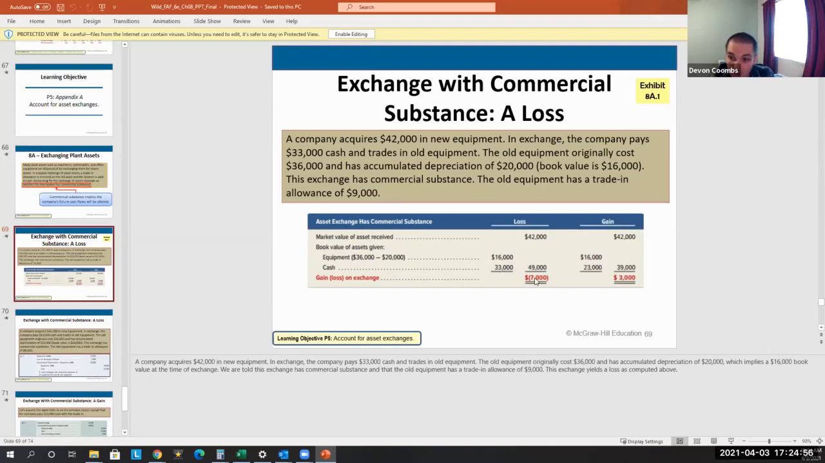I'm going to have a loss of $7,000 because the market value is less than the value of the assets I gave him. So that'll be my loss. I gave him more than it was worth at the time of purchase. In exchange, he's going to have a gain, but they're not going to be equal to each other. My car is worth $42,000, but he gave me his equipment, the $16,000 in equipment, and cash of $23,000. So he only gave me $39,000 worth of value. He'll have a gain of $3,000. That's only if there's commercial substance.